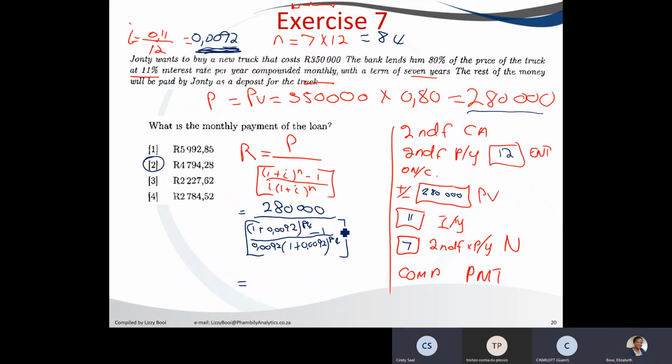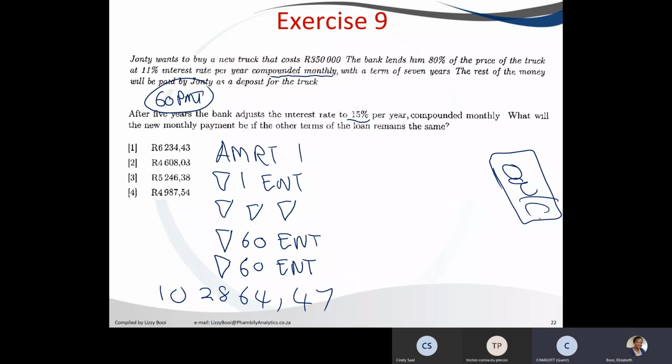Do the payment and comp payment. Once you have the payment, then you come and do amort, and you amortize the first payment by pressing amort 1, down arrow 1, enter, and then press the down arrow, down arrow, down arrow. So you will press it 3 times, and then when you go to the 4th time, you press down arrow 60, enter, down arrow 60, enter, and that will give you your value, which is that value that we have, or I have. So it's 102,864.47. For some reason, mine has got 27, but it's fine.